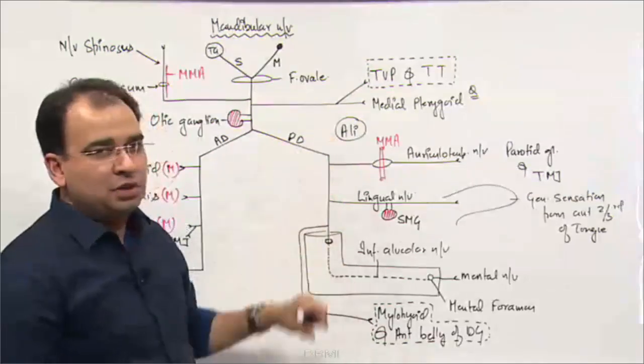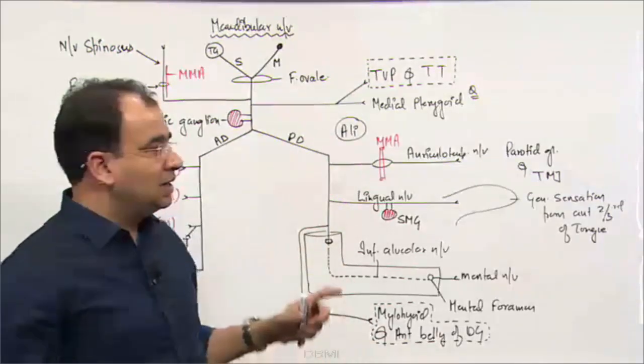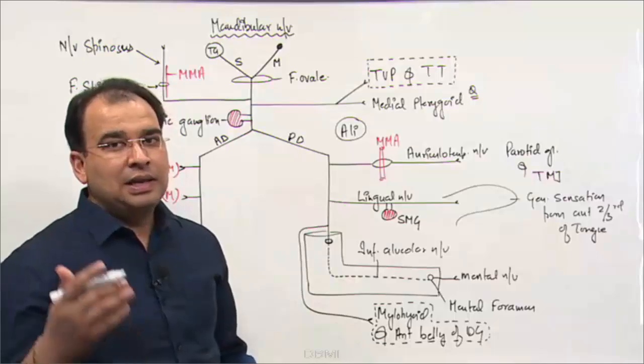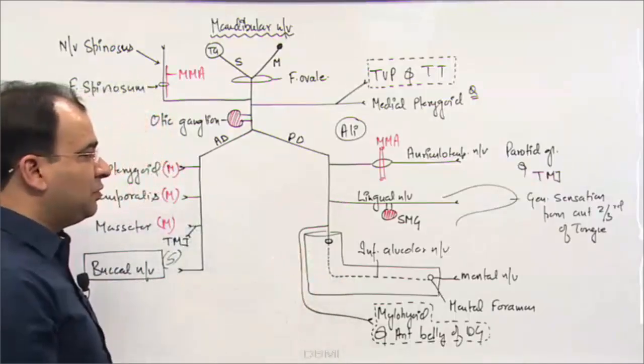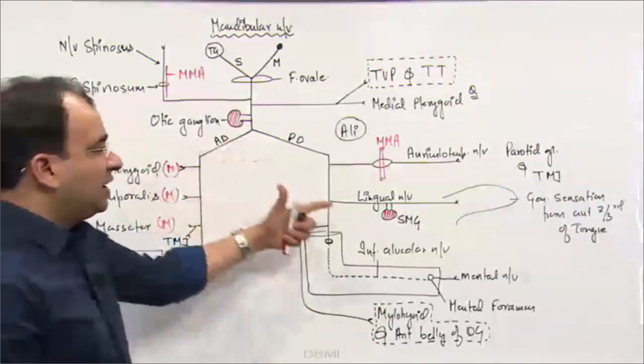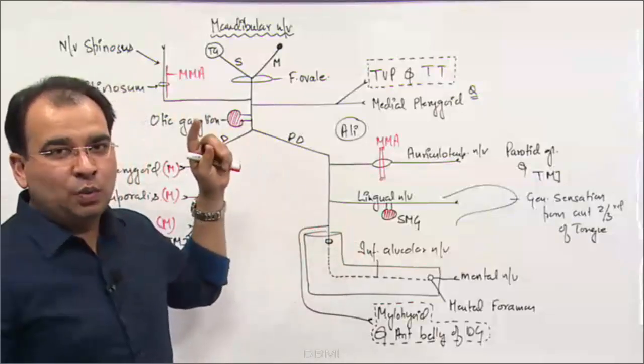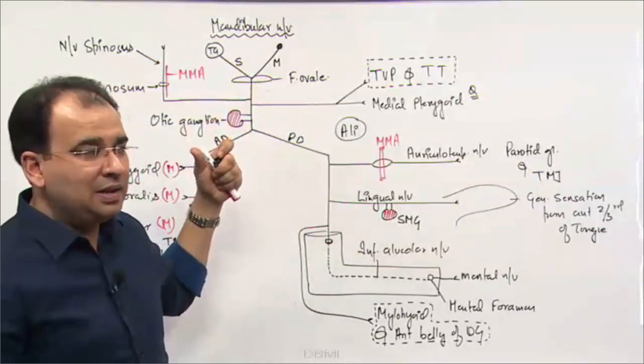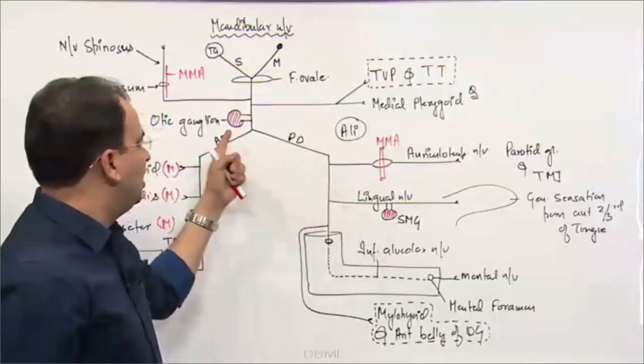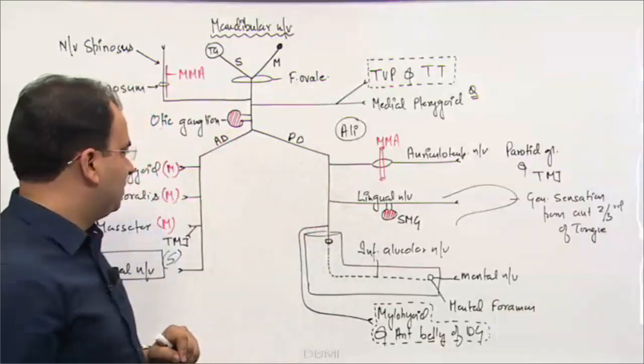They are supplied by which nerve? Or in other words, we can say these are the muscles which are derived from which arch? That is first arch. Mandibular nerve is a nerve of first arch. Topographic connection of ganglions, we are done with two ganglions. One was with the ophthalmic nerve, one with the maxillary, and two ganglions are topographically related to mandibular nerve.